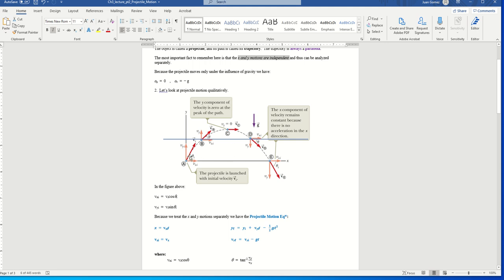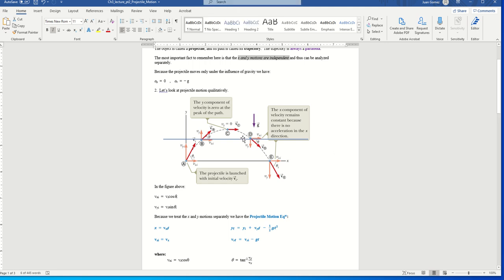And then Vy, gravity's working against it on the way up, causing it to slow down. Then it begins to acquire a y velocity in a negative sense on the way down. Now there's a certain symmetry similar to free fall. There's a certain symmetry to projectile motion. You'll hear me a lot of times refer to t up and t down.